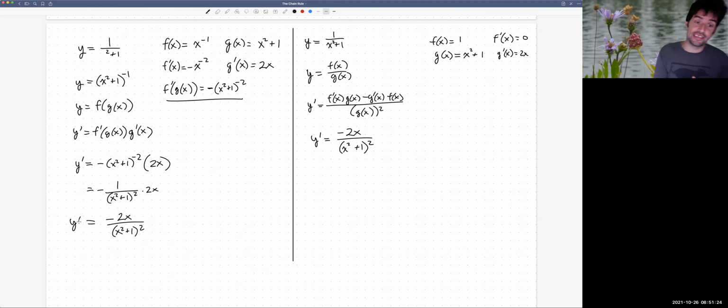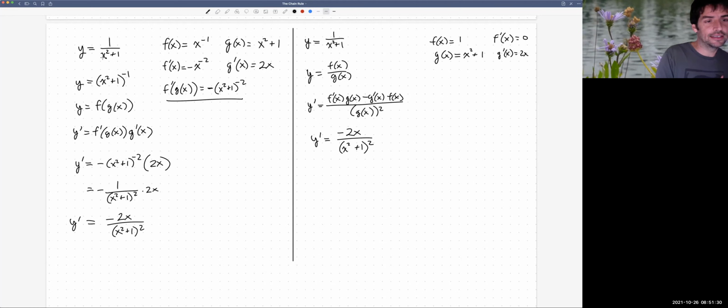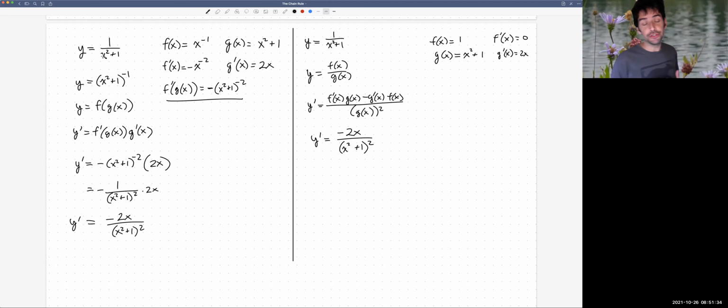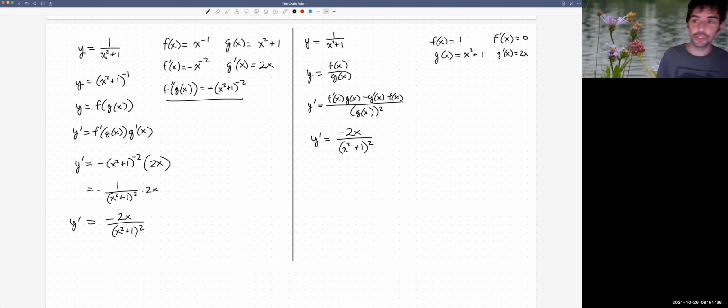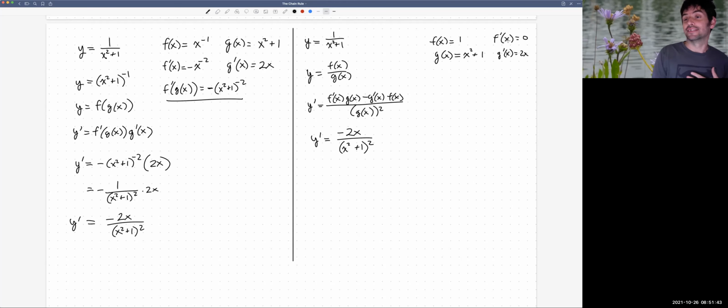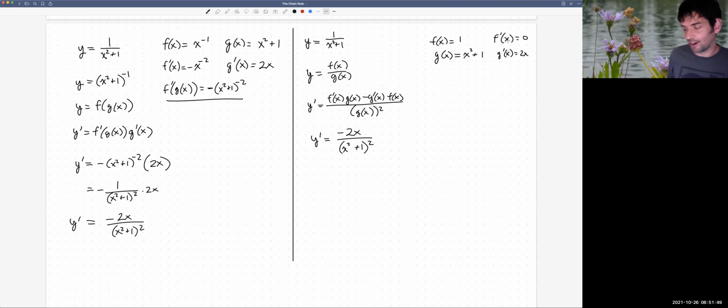Both of these are acceptable, and you'll develop some opinions about which one is easier for you to do, right? I tend to use the chain rule over the quotient rule. I think in this particular example, it worked out so that the quotient rule was easier, probably because of the 0 here. But I often find the chain rule to be a bit easier once you're used to it. But that's not a hard and fast rule, and that again is mostly a style choice.